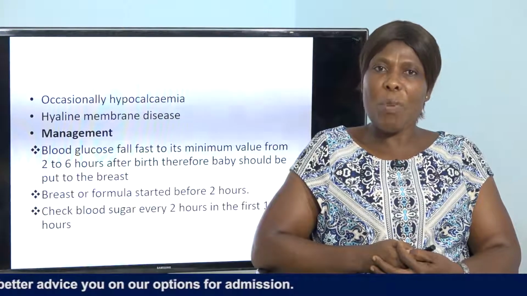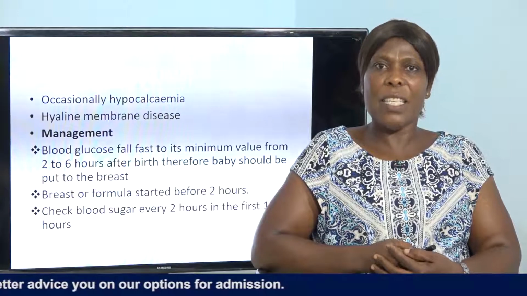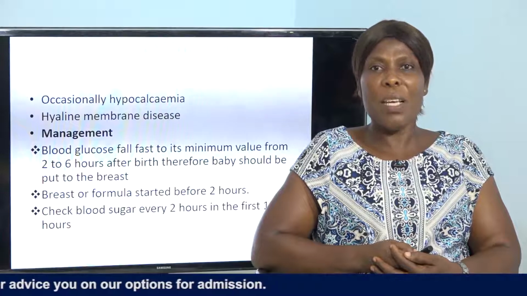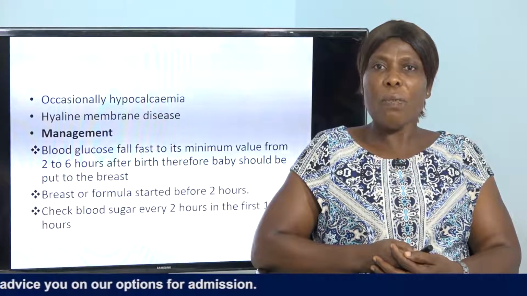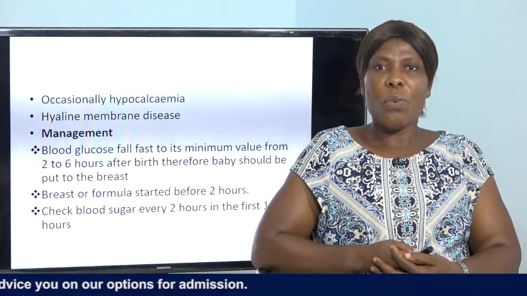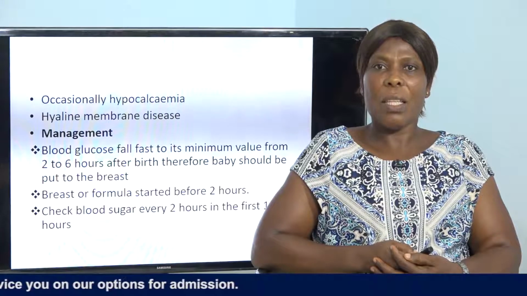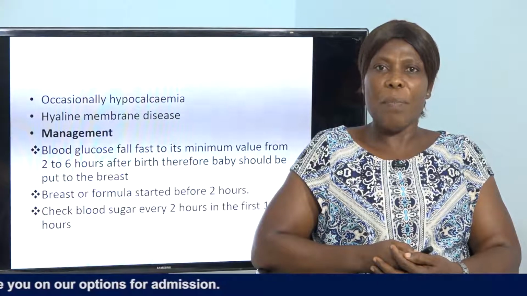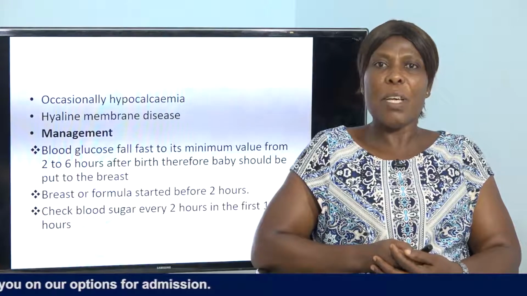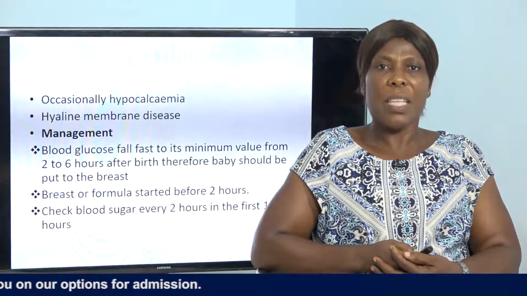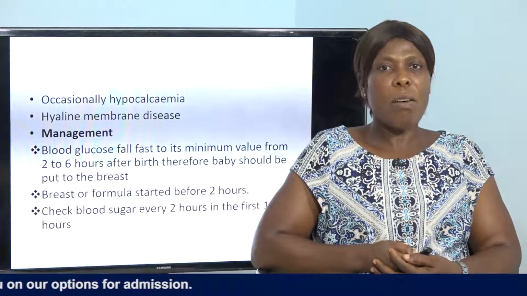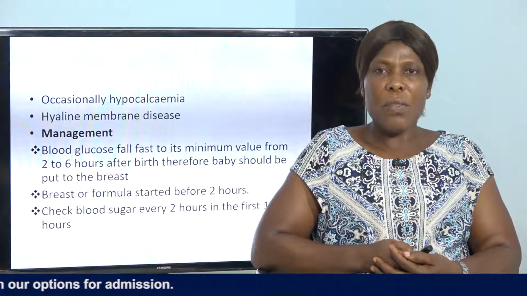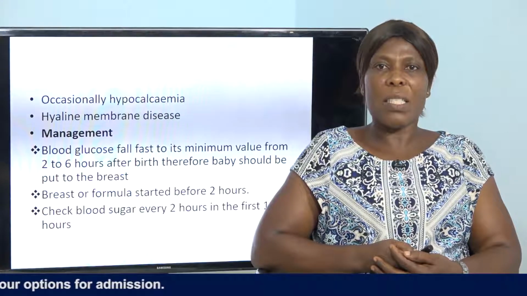So how best do we manage these large for date babies? One, because of the hypoglycemia, blood glucose falls very fast. So within 2 to 6 hours after birth, the baby has to be breastfed. We need to feed the baby with the breast milk. Other than that, the baby will go into hypoglycemia. So breast milk or formula needs to be given. You have to start it before 2 hours after birth.